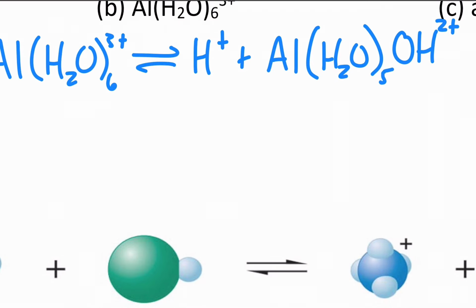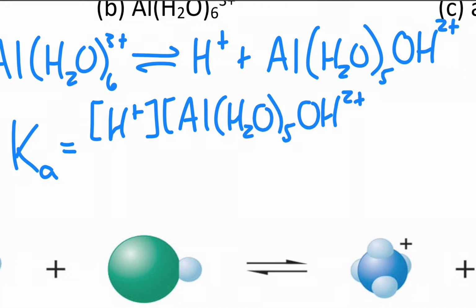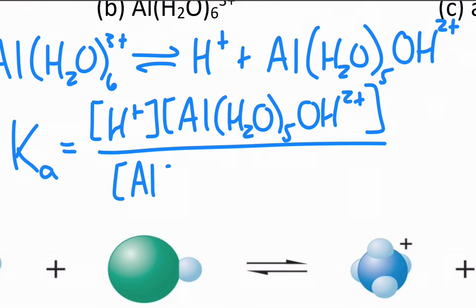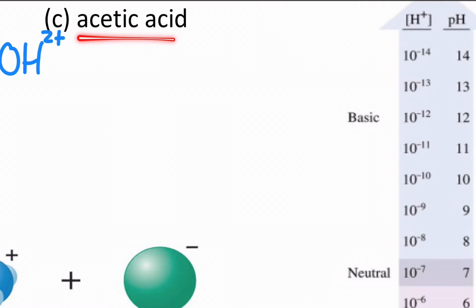To write the Ka expression, it's the concentration of the H+ times the concentration of that conjugate base, [Al(H2O)5(OH)]2+, close bracket. Don't forget to include the brackets, all over the concentration of the original ion, [Al(H2O)6]3+, close brackets. So I'd like you to hit pause and try one on your own. See if you can figure out what it would look like for acetic acid and its dissociation constant.